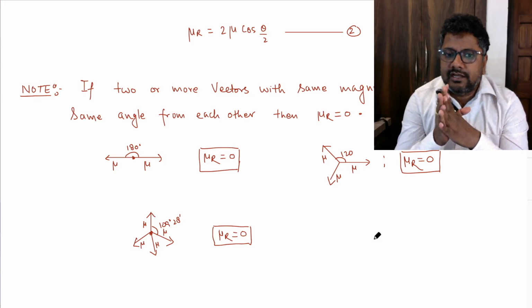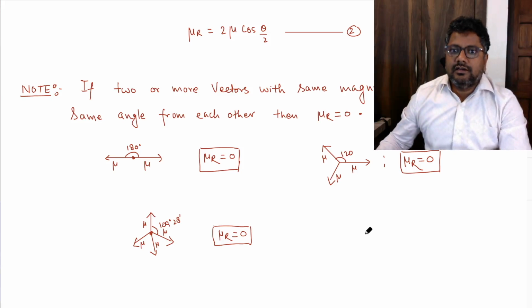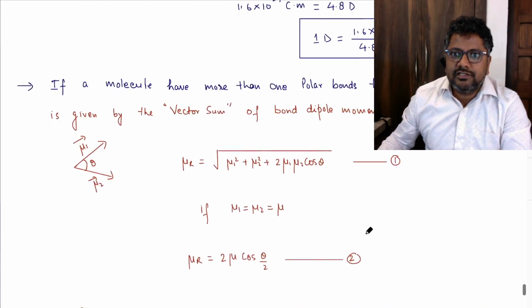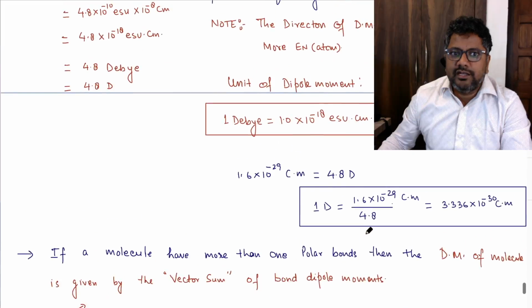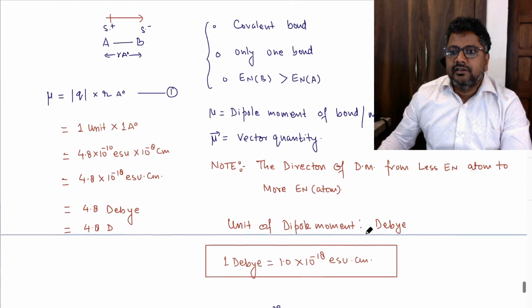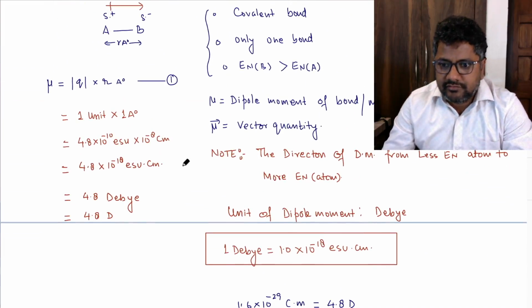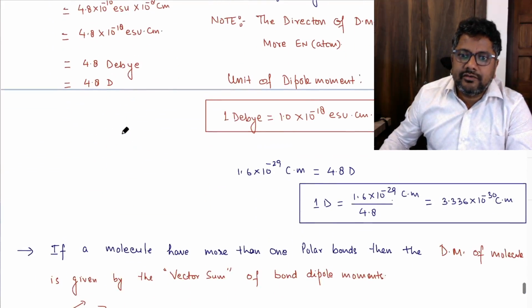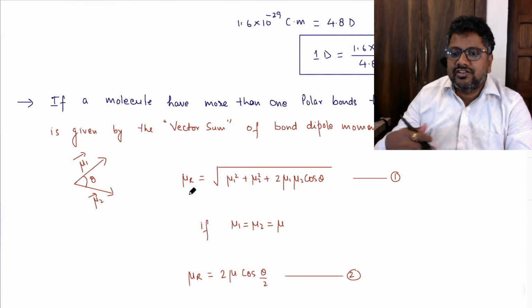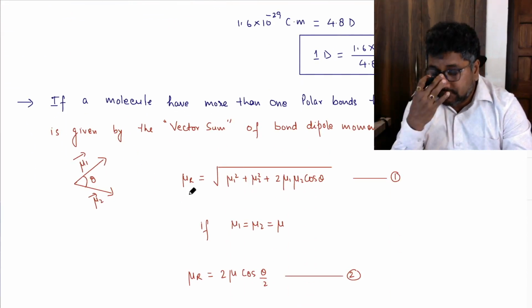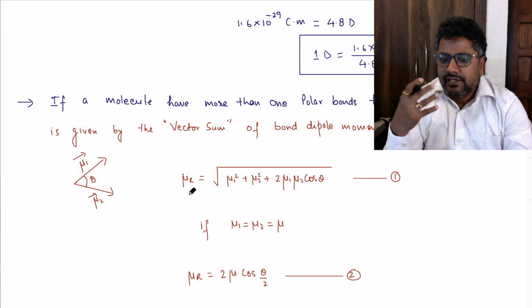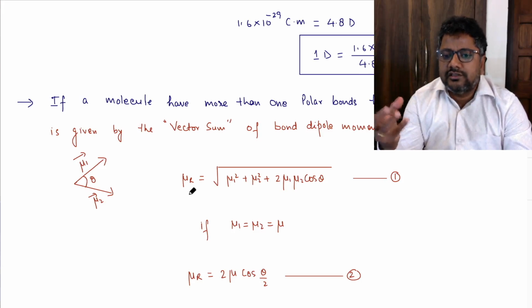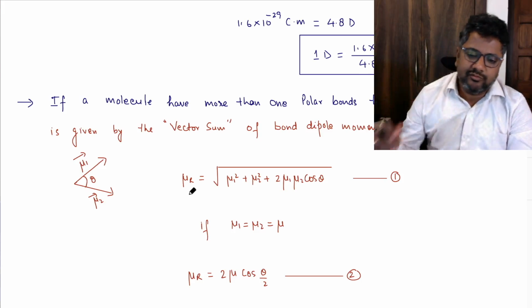So this is the calculation for the resultant dipole moment as well as the bond moment of any molecule. Use the formula Q into R to calculate the bond moment, and use the vector formula to calculate the resultant dipole moment of the molecule, right? And if any molecule has only one bond, then that is the bond moment as well as the dipole moment.